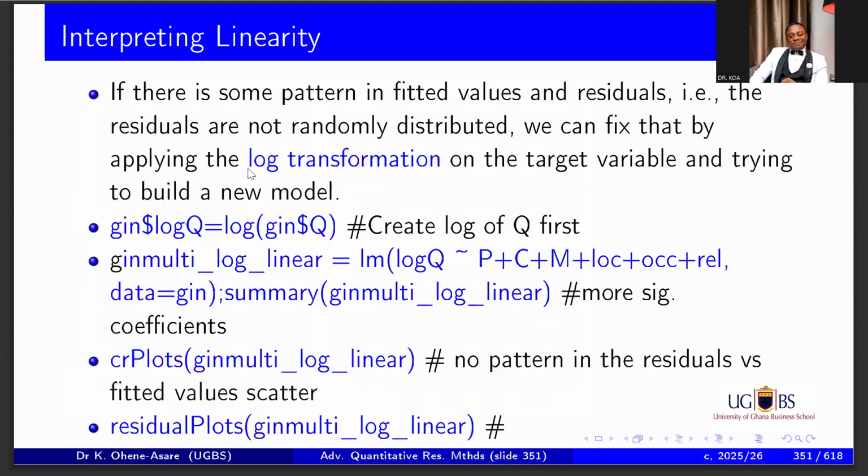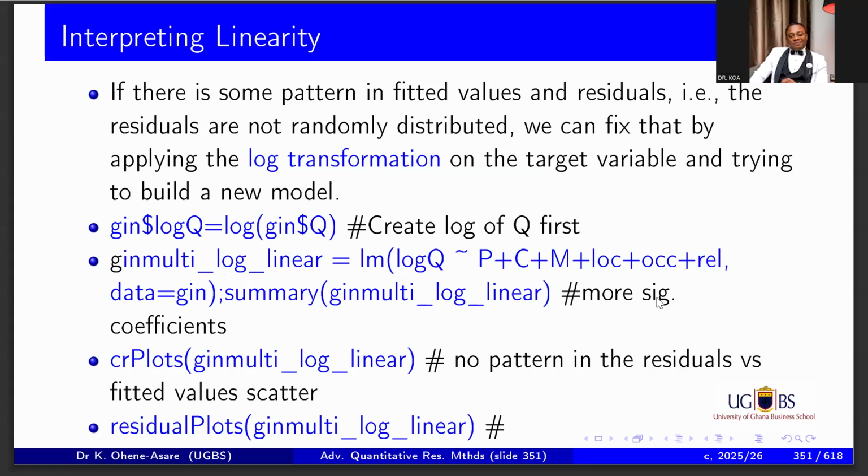This is what you can do. You can take the log here. So the quantity demanded, instead of running that alone, you can rather do a log of the quantity demanded. So here I do the log of the quantity demand. What it's saying is that you are creating the log of the quantity demanded. Then we now run the model. We are just calling the model a log linear model because we've taken the log, and just the Q is what we have taken the log of. All the other variables are the way they are.